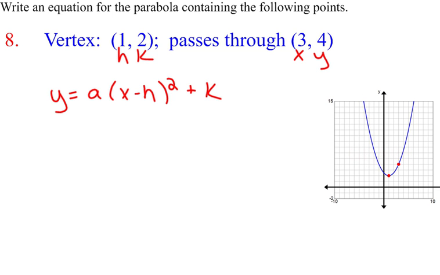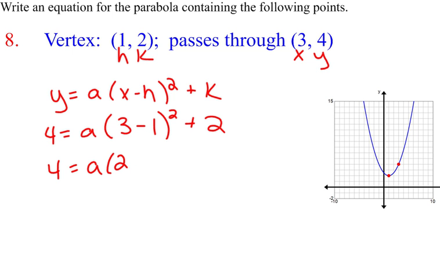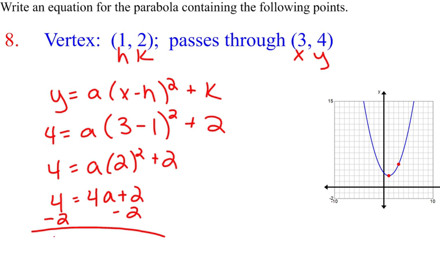So I'm going to go y, which is 4, equals a times (x minus 1), which is h, squared, plus our k value. I go through and simplify this equation. 2 squared is 4, so I'd have 4a plus 2. And then we solve for a. So 2 equals 4a. When I divide by 4, I get a to be 1/2.